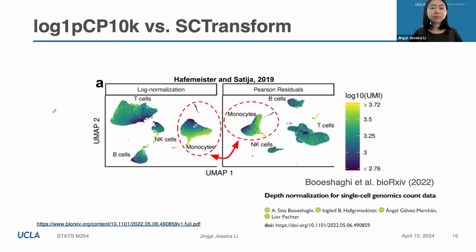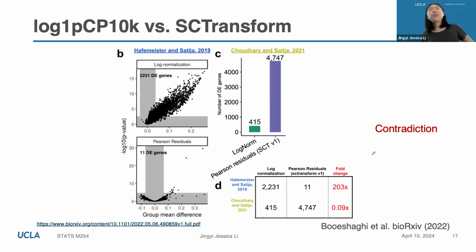So then let's move on to this bioRxiv paper. The interesting thing is that besides this phenomenon that, using the SCTransform Pearson residuals, you will still have this gradient in monocyte, which is what this group of authors pointed out, there's a very interesting contradiction.